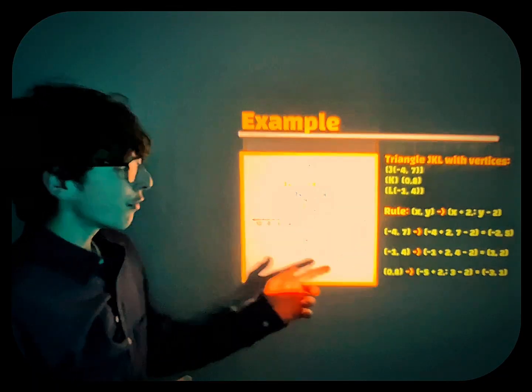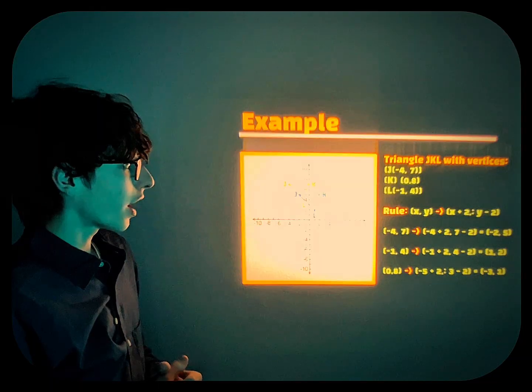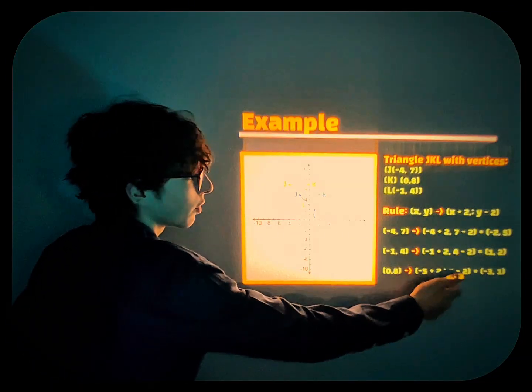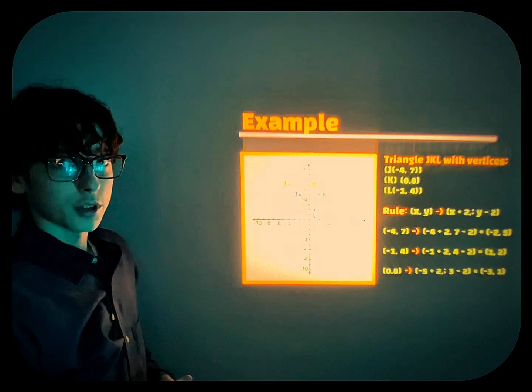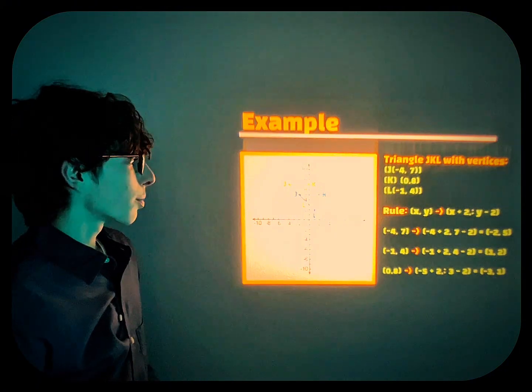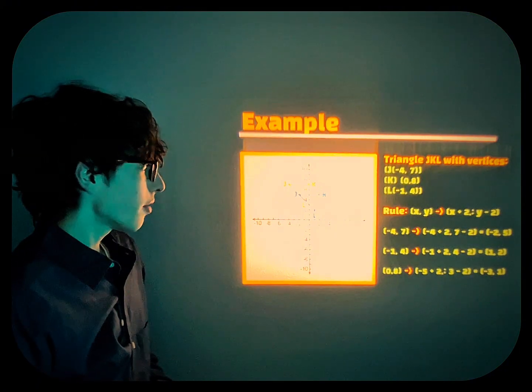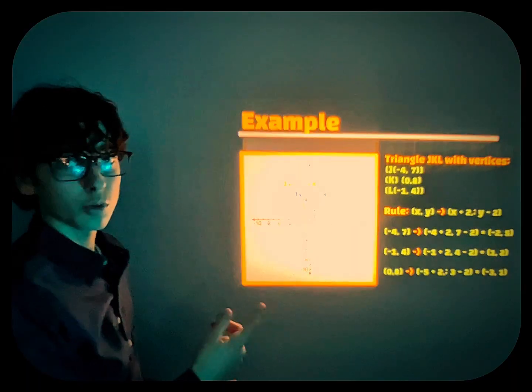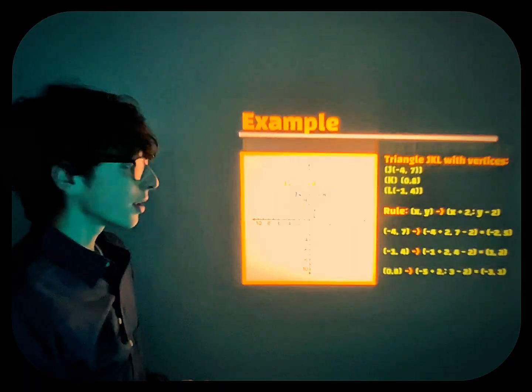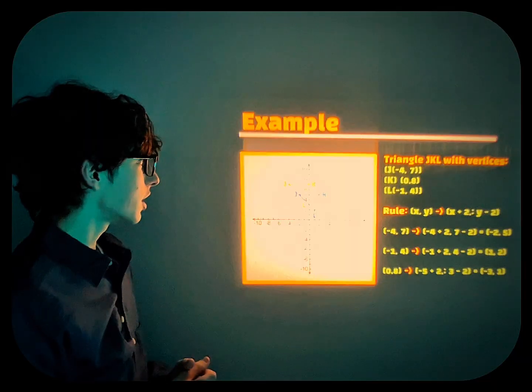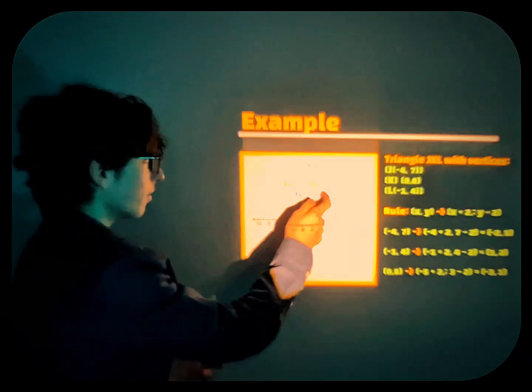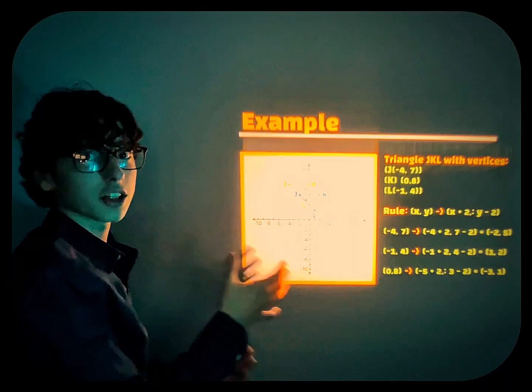You can see that (-4, 7) turned into (-2, 5). You can write down the math in between if you would like. If it helps you as a reference for when you're doing the problems in the future, I highly suggest that. And (-4, 1) becomes (-2, -1), and (0, 8) becomes (2, 6), as you can see here. So JKL is now down here, and that's how you plot that.